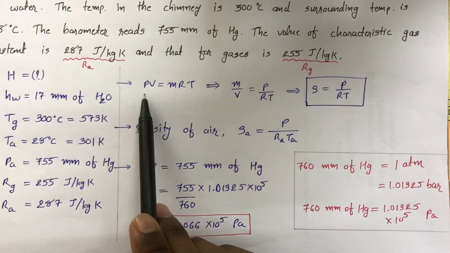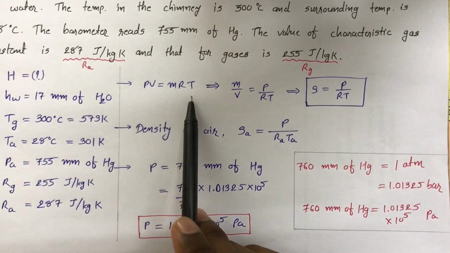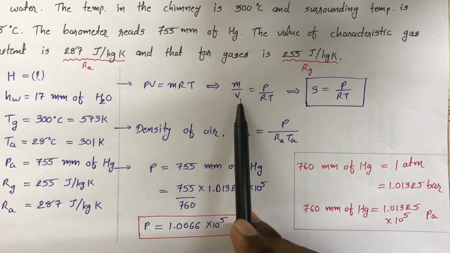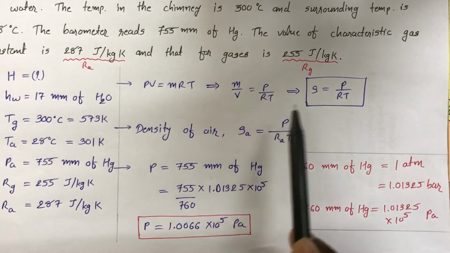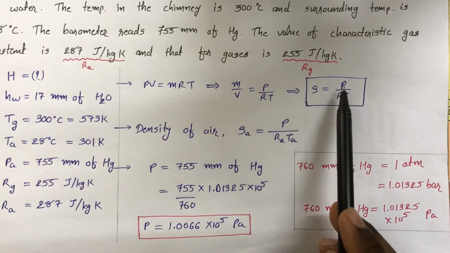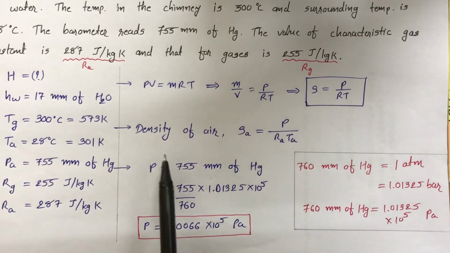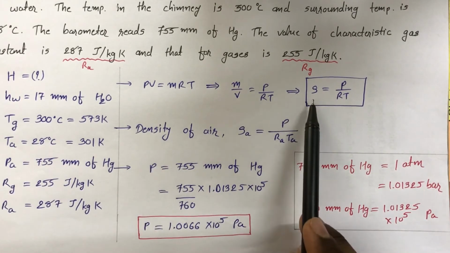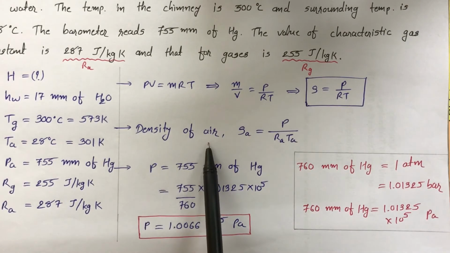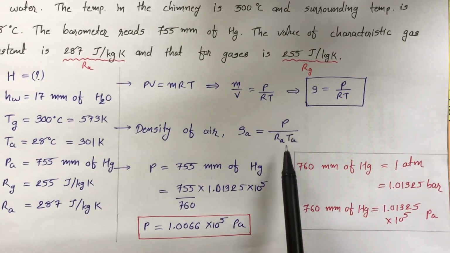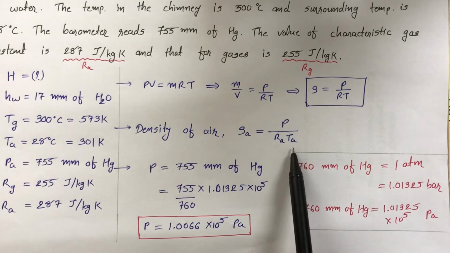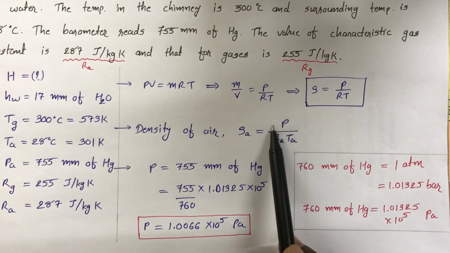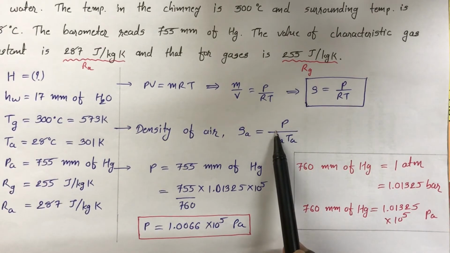So use the equation PV is equal to MRT. M by V is equal to P by RT. So density will become P by RT. If you apply this equation for air, then rho A is equal to P by RA into TA. Pressure you have to take atmospheric pressure only.